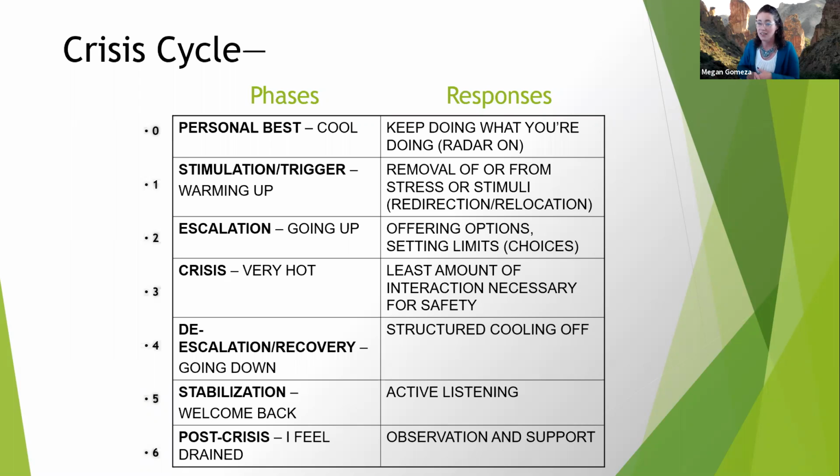There's escalation, which means we're going up. So if we can't remove the stimulus, we can't get the client out of the area, we might have to offer options and set limits. So offering options and setting limits is key, because we're focusing in on giving the client choices. They may have reduced reasoning, but we give them choices that are our choices, all right? Offering options and setting limits. The setting limits are that these are our choices, we're giving them to you.